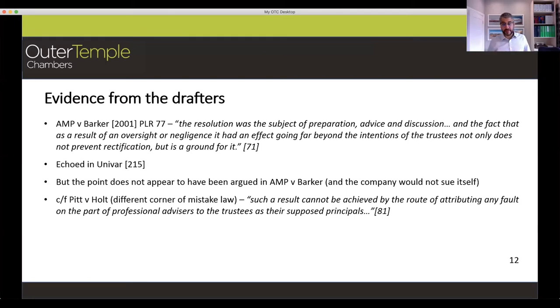So I think there is clear first instance authority that negligence is no bar to rectification. That's definitely the case, but it is worth keeping an eye on the fact that no one's ever really considered or argued it properly, I don't think. And there may even be an arguable disconnect with Pitt and Holt, albeit in a different corner of the law of mistake. But nevertheless, that observation aside, if you can get the draftsman to come and freely admit to the error in what is generally a pretty difficult session of evidence for all concerned, then that is going to be very helpful evidence indeed.